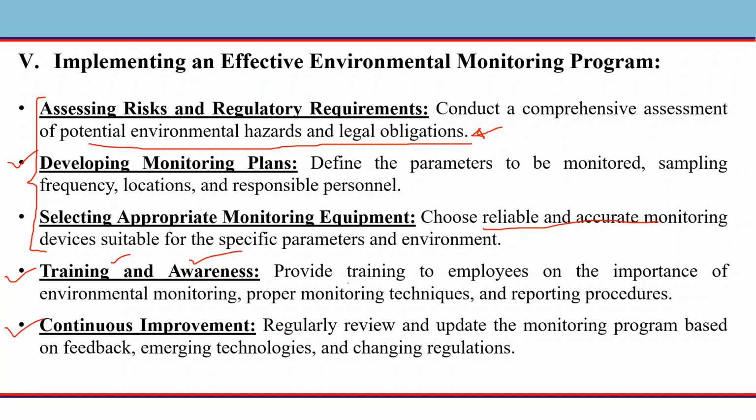Continuous improvement is again the process for all of these things. So once you have assessed the risks, developed the plans, selected the appropriate equipment, and provided the training and awareness to your employees, then you provide continuous improvement. It could be annually, it could be monthly, or it could be according to the requirement. Regularly review and update the monitoring program based on feedback, emerging technologies, and changing regulations.